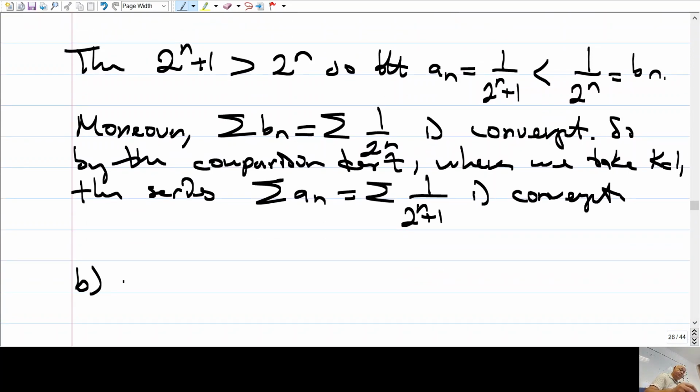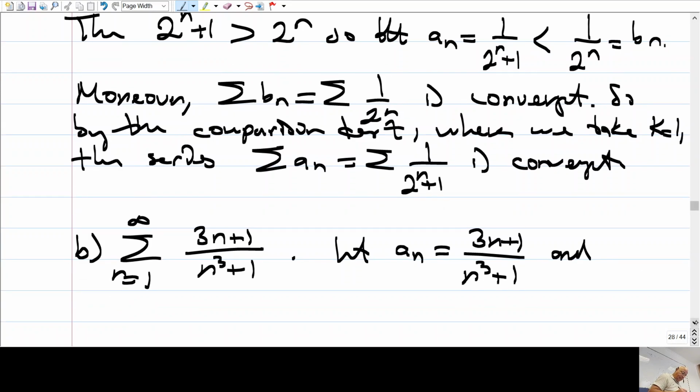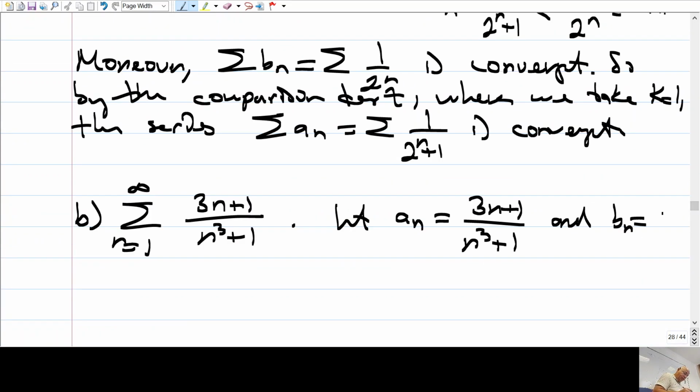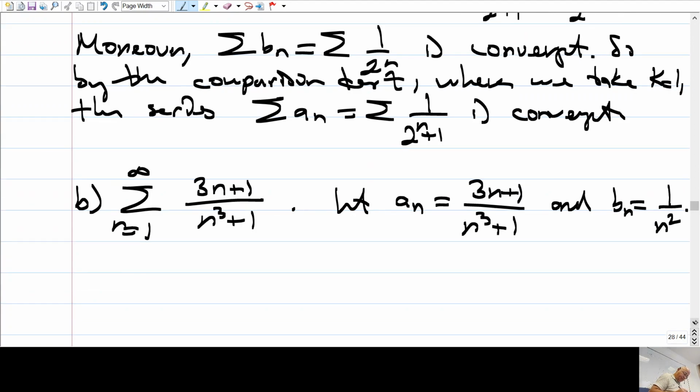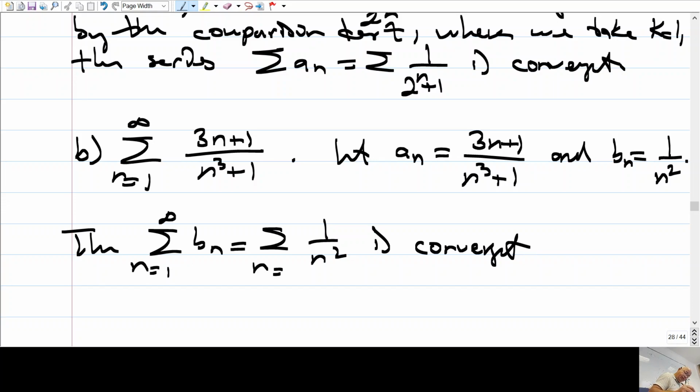For part b, 3n plus 1 divided by n cubed plus 1. So again, let a n be 3n plus 1 divided by n cubed plus 1, and b n be just 1 over n squared. Then this is convergent, from 1 to infinity, by the p test, where p is just 2, larger than 1.